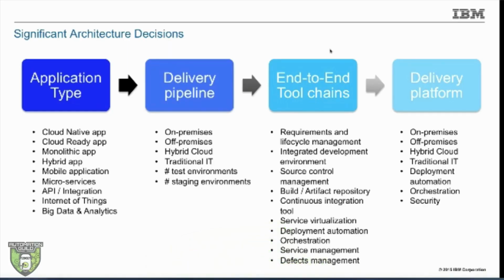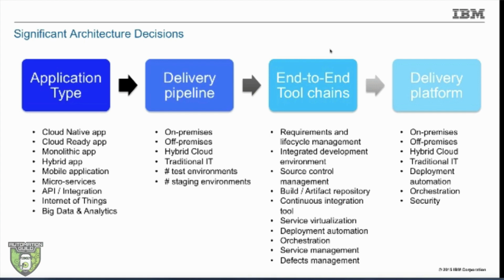And if we think about DevOps, we think about application development, we think about this transformation to the digital economy, there are a set of very significant architectural decisions that are being made that influence the way development happens. They influence the way development works and influence the way people can work. The first thing is the application type. What type of application are you building? Is it cloud native? Is it cloud ready?